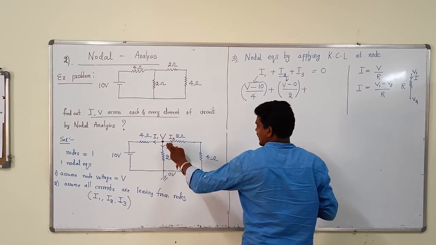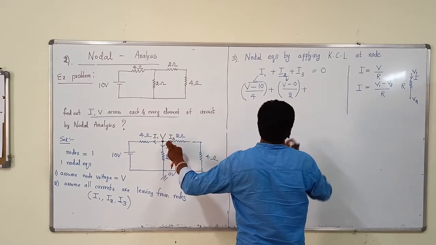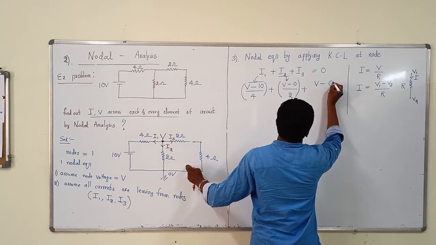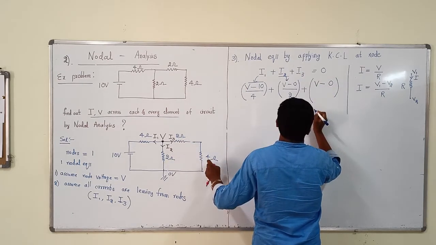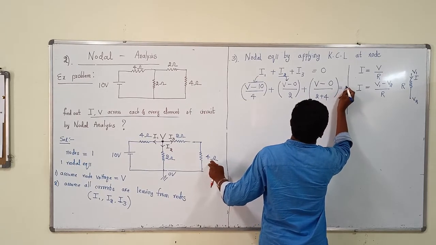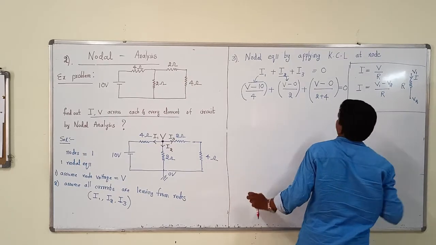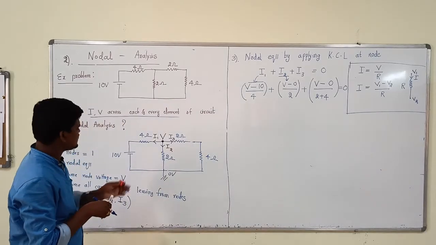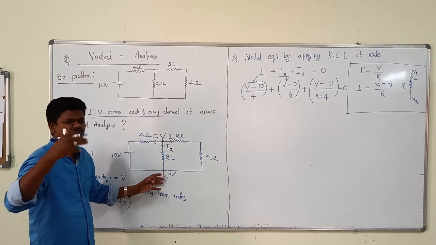Next, what about I3? The I3 current flows in this way and enters at 0 only. The voltage is V and it flows to 0 volts through a resistor of 2 plus 4 ohms. Understand? This is a very, very important thing. If you understand this nodal concept, you will do each and every problem very simply.